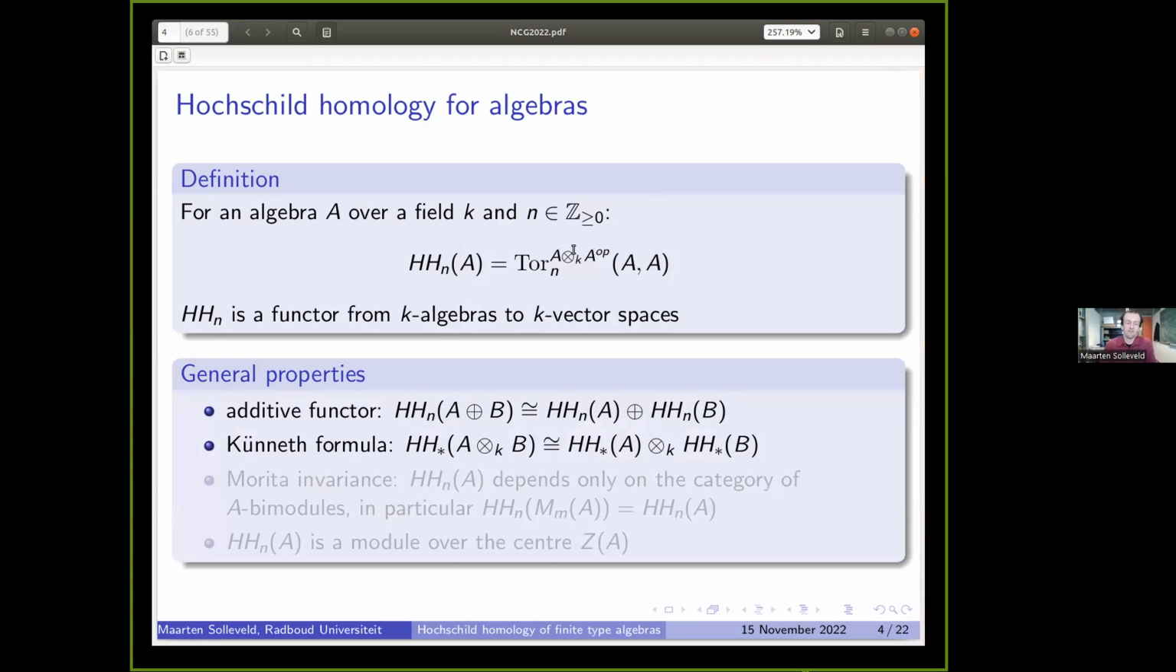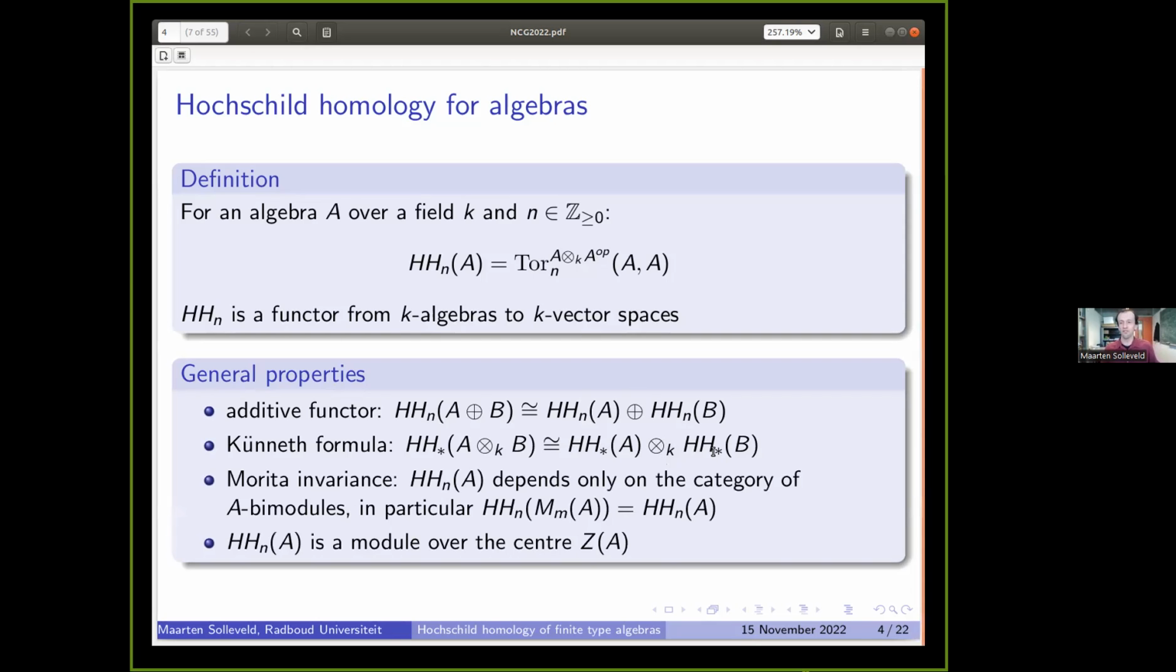In the sense that if you want to compute the Hochschild homology of a tensor product of 2 algebras, then if you plug in the Tor definition, you basically have to take the tensor product of 2 differential complexes and then compute the homology of that, and that will just give you the tensor product of the Hochschild homologies of these 2, graded in the appropriate way.